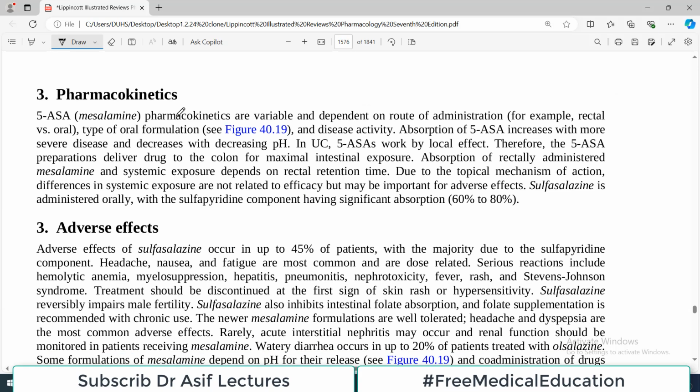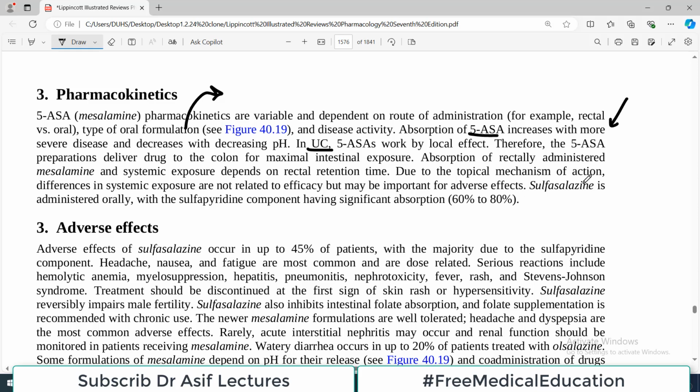They are variable pharmacokinetic-wise and dependent on the route of administration and type of formulation that you use. There are some drugs which are rapidly absorbed. There are some drugs which are not. So absorption of 5-ASA increases with more severe disease and decreases with decreasing pH. Very important line for pharmacokinetics. In ulcerative colitis, they work by local effect. Therefore, they have to reach the site of inflammation, and that is very important.